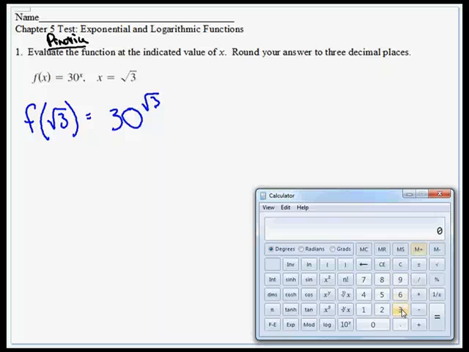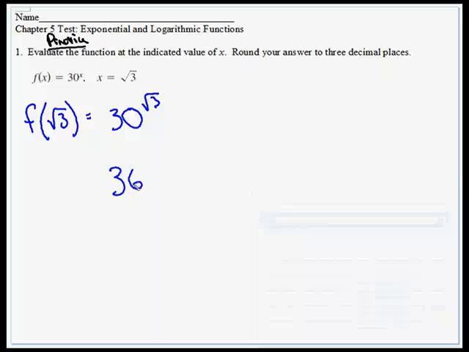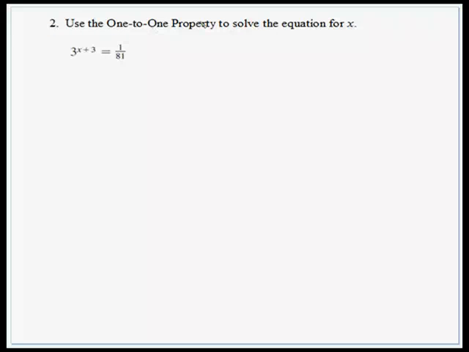This is going to be a little different. We're going to punch in 30 and then the y to the x key, or x to the y key. So now we have 30 and we see our up caret here in the display. We want our exponent to be square root of 3. So 3 square root, it says 30 up to the square root of 3 power. There's the square root of 3. So we hit equals. And we get approximately 361.784.